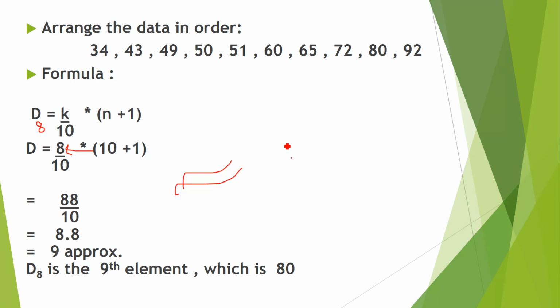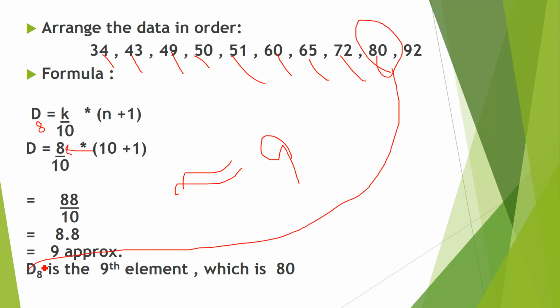Approximately, if we round up, it will be equal to 9. So it means decile 8 is the 9th element in our data set. Count it: 1, 2, 3, 4, 5, 6, 7, 8 and 9. So 80 is decile 8.